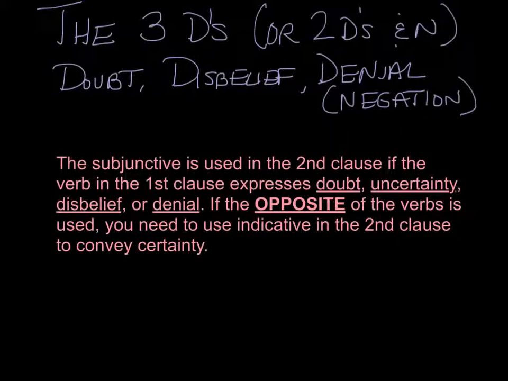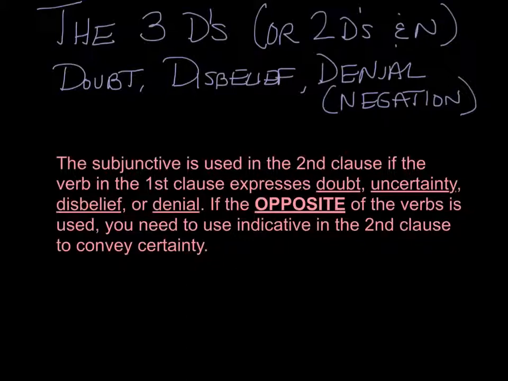The subjunctive is used in the second clause if the verb in the first clause expresses doubt, uncertainty, disbelief, or denial. If the opposite of the verbs is used, you need to use indicative in the second clause to convey certainty. I'm sure one of the questions you may have had as we were going through the subjunctive with W, E, I, and G from WEIRDO is, why didn't we go in order? Why didn't we just go W, E, D, D, I, and G?